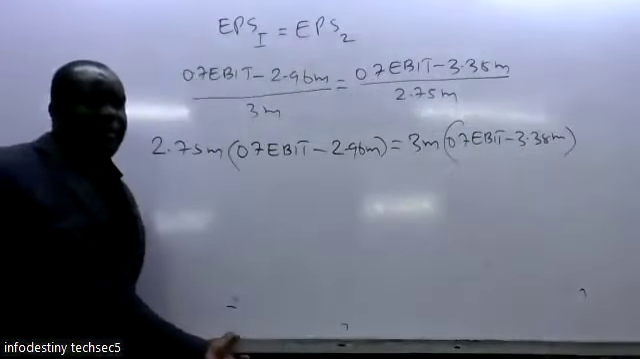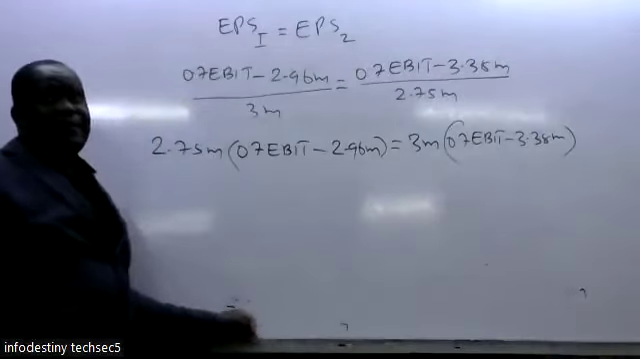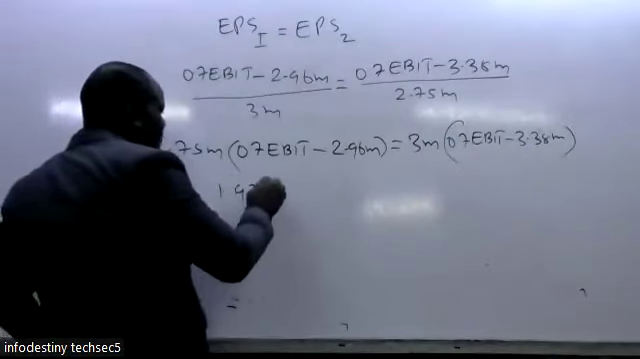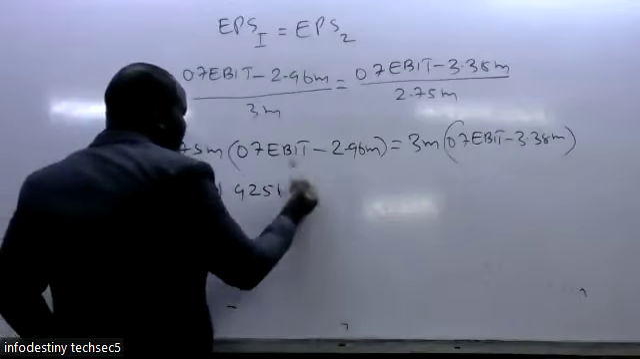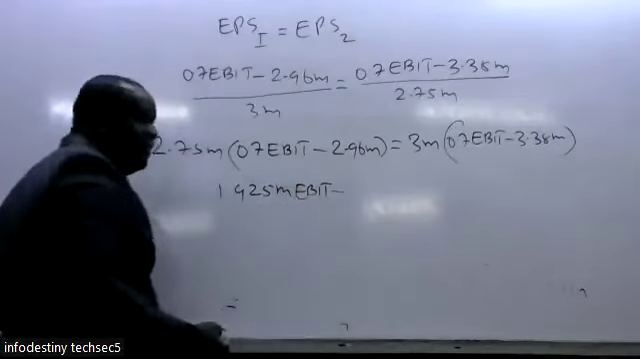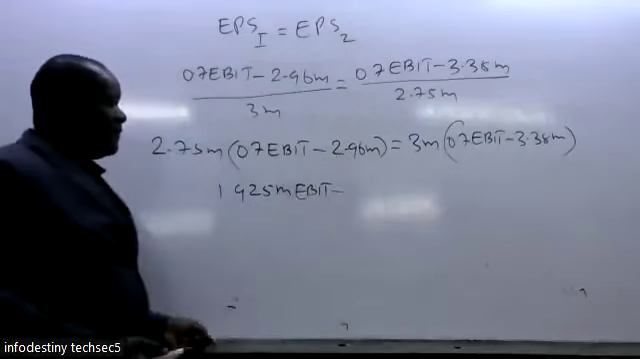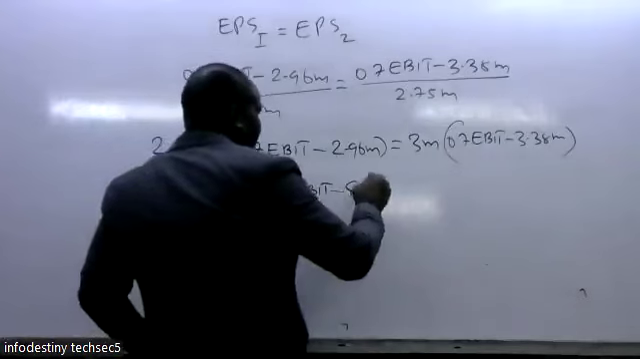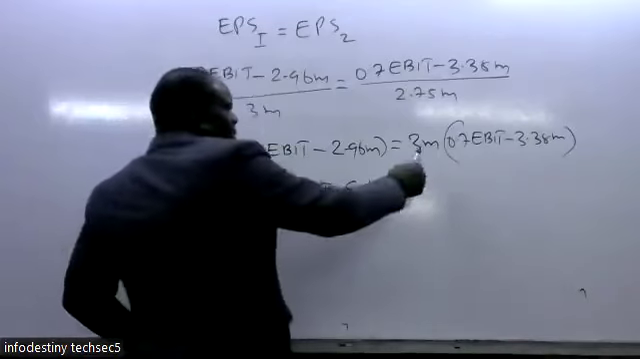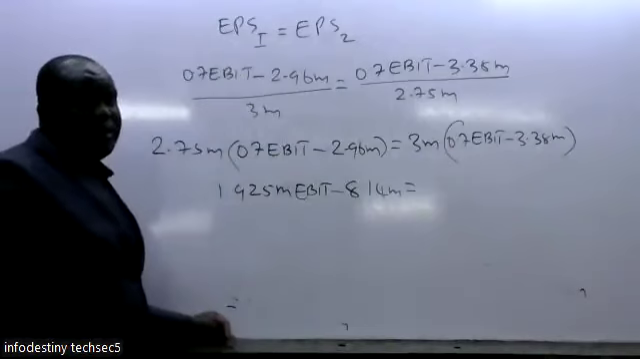So I want us to open the brackets. To multiply it gives 1.925 millions of the earnings before interest and tax. Also, when you multiply this by this, we get 8.14, exactly 8.14 millions. So also at this point, when you take 3 millions multiplied by 0.7 earnings before interest and tax.